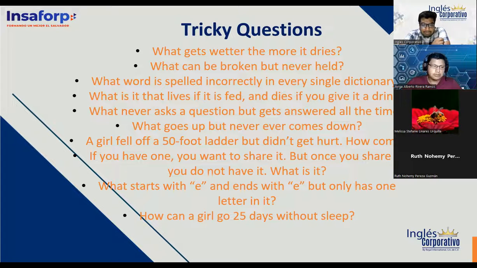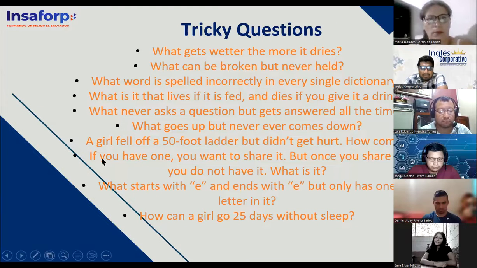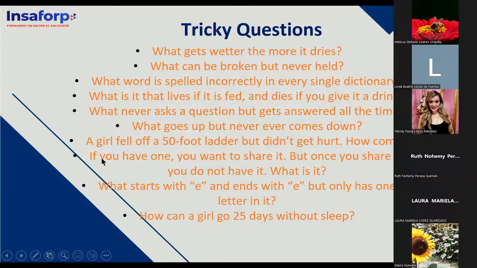And then we have, how can a girl go 25 days without sleep? Muy bien. ¿Alguna duda con alguna de estas preguntas? ¿Algo que no comprendan? ¿Alguna palabra que tal vez no esté del todo clara? ¿O alguna pregunta en general que tal vez no entendamos antes de partir? Así para que ya lleven, ¿verdad?, la mayor cantidad de información aclarada posible. So, any questions, guys? Any doubts on the questions or the words that compound the questions?